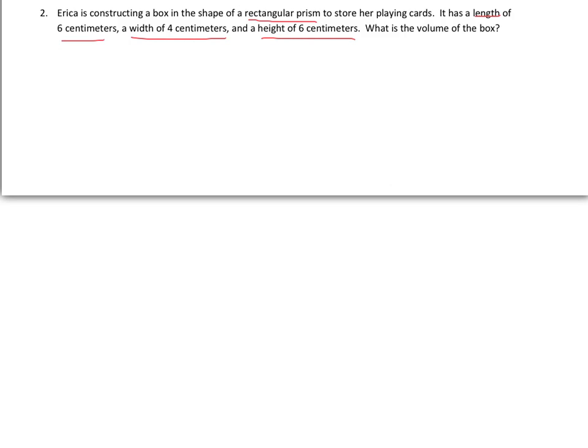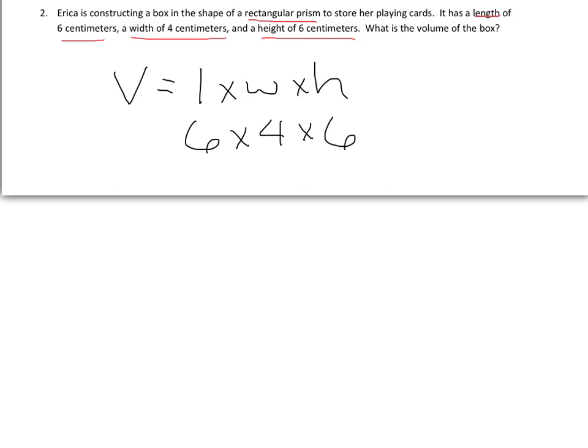Again, the formula for volume is volume equals length times width times height. We know that the length of this box is 6, the width is 4, and the height is 6. Let's start by multiplying 6 times 4. 6 times 4 equals 24. So we have solved for the length and the width, and now we need to take that, 24, and multiply it by the height, which was 6.